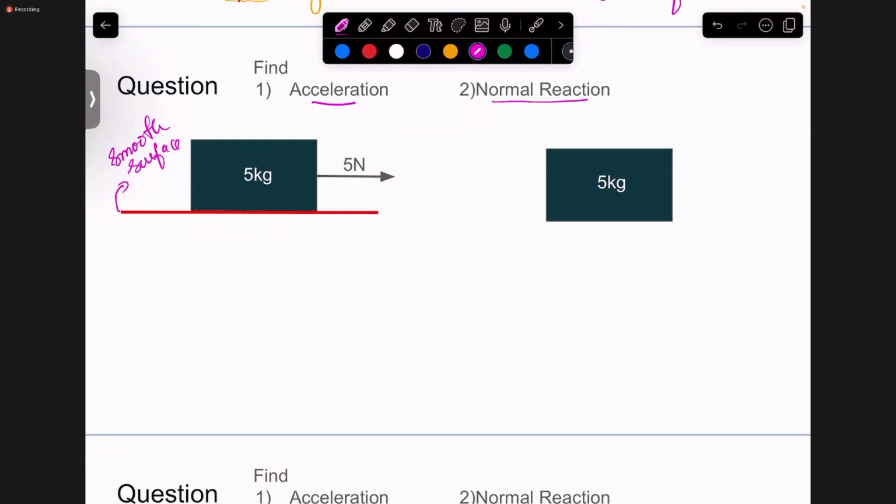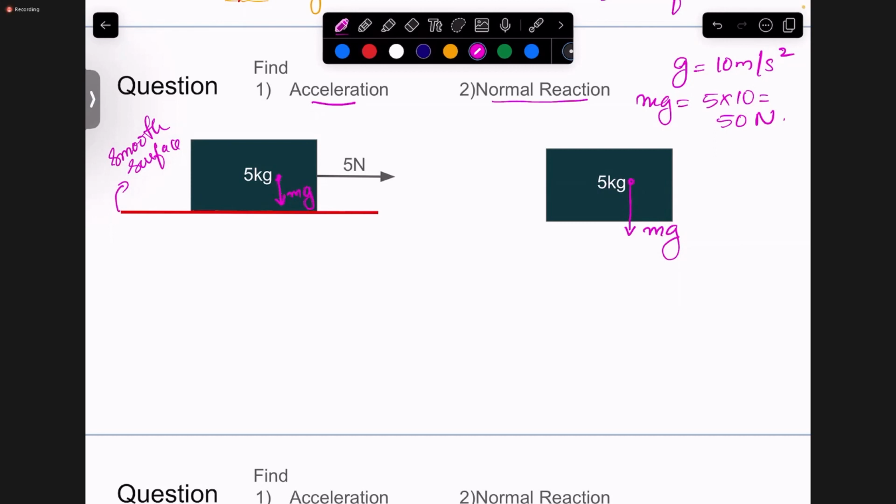So FBD is, imagine this is the block, 5 kg block. So this force mg is acting on the object. So you can see there's a mg, or 5 times, let's take g equal to 10 meter per second square. So this is the weight of the block. Weight of the block is mg equal to 5 times 10 equal to 50 Newton.